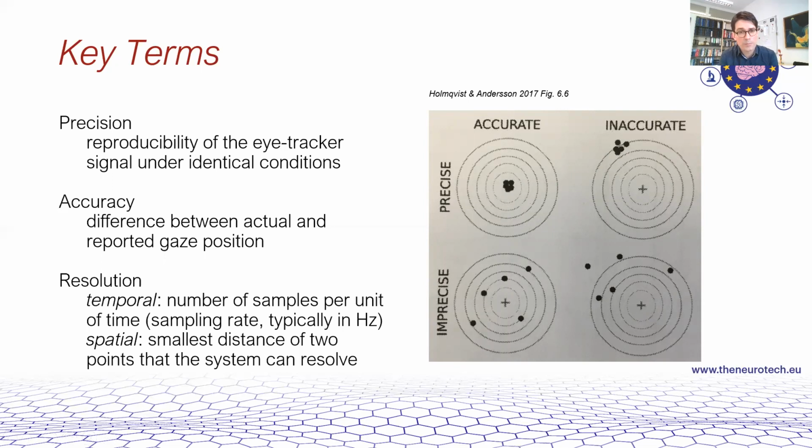Another term that we need to be aware of is the resolution. There's both the temporal and the spatial resolution of eye trackers. The temporal resolution refers to the number of samples per unit of time. Typically, this is given in samples per second in hertz, and it is also known as the sampling rate of the eye tracker. With modern video-based systems, sampling rates can go easily up to 1,000 or even 2,000 hertz. The spatial resolution, on the other hand, is the smallest distance of 2 points that the system can resolve.